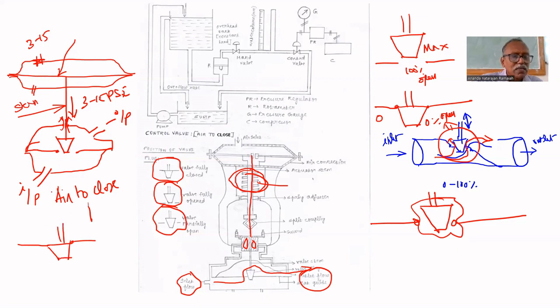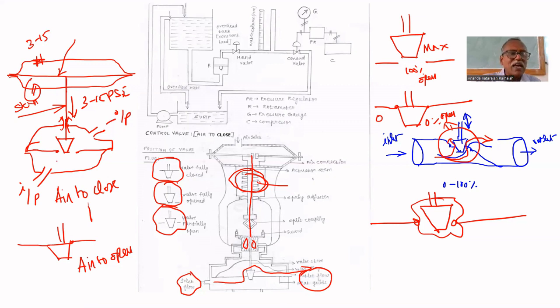This is air to open. If you give 3 psi, initially it will be completely closed, because we are giving the pressure signal at the bottom, that's why it will lift the stem. That's why it will go up. For 3 psi, slightly go up. For 15 psi, completely go up. So that is called air to open. So the difference is that one of the valves is air to open, the other two are air to close.